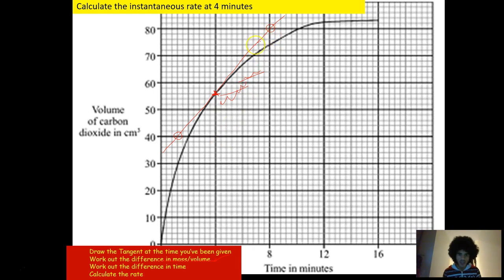So now I need to work out the difference in mass. To do that, I need to draw 2 lines going across. So that's my first one, which is at 80, which is a nice number. And I have to take away this one, which is at 40, another nice one. So I've got 80 take away 40, which equals 40 centimetre cubed. All right, that's my first bit of calculation.